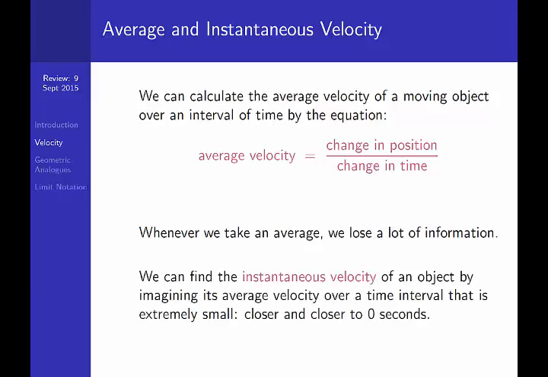To find the instantaneous velocity, we imagine taking the average velocity over smaller and smaller and smaller intervals. The smaller the interval in general, the more accurate your average is.